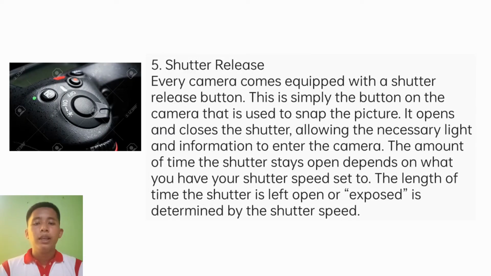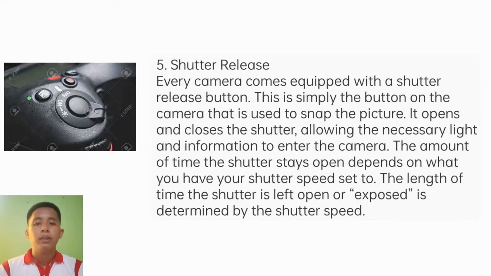Number 5, shutter release. Every camera comes equipped with a shutter release button. This is simply the button on the camera that is used to snap the picture. It opens the shutter, allowing the necessary light and information to enter the camera. The amount of time the shutter stays open depends on what you have your shutter speed set to. The length of time the shutter is left open or exposed is determined by the shutter speed.